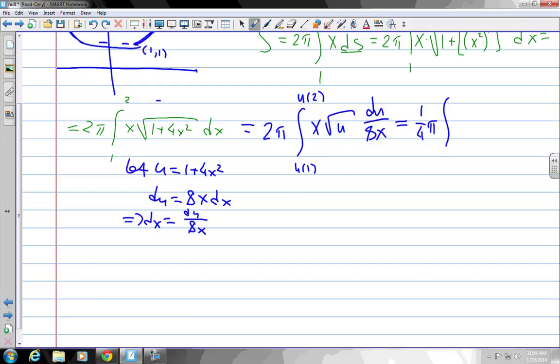Now u of 1 is what? 5. And u of 2, 17. 17, is that right? Yeah. 17, and this is just u to the 1/2 du. Is that okay? So then just integrate that.